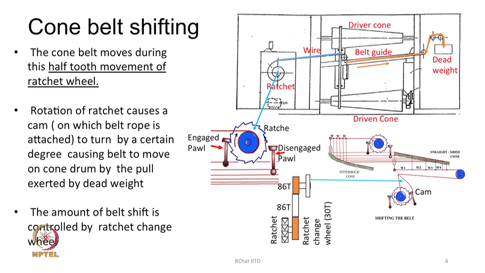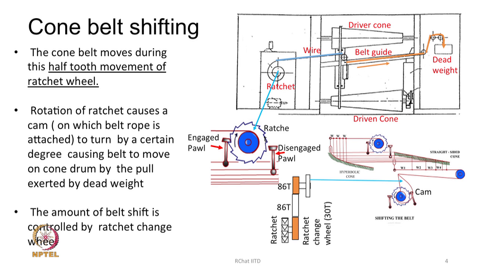Now, the point is that this dead weight is always trying to pull the ratchet wheel. The ratchet wheel in turn is connected to a little small eccentric or cam over there, and the cam and ratchet wheel are basically sitting on the same axle. So, the pull that is exerted by the dead weight is always trying to turn the ratchet wheel.